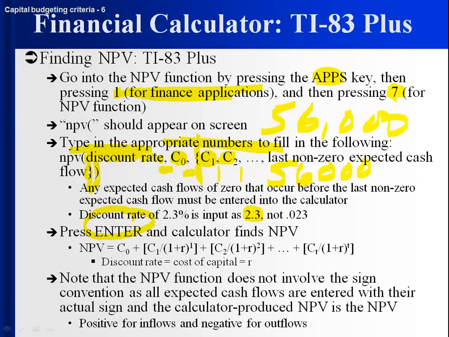Again, one of the nice things about the NPV function, there's no sign convention. If it's a cash outflow, you put it in as negative. If it's a cash inflow, you put it in as positive. And again, we work a lot with conventional cash flows where C0 is negative and the other ones are positive or 0. It does not have to be that way.